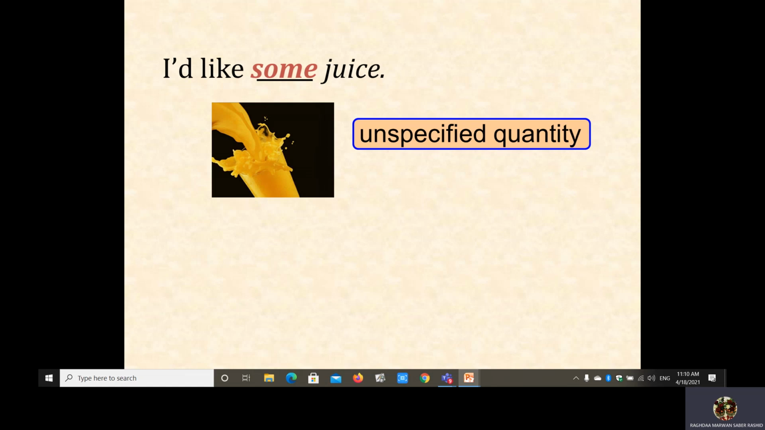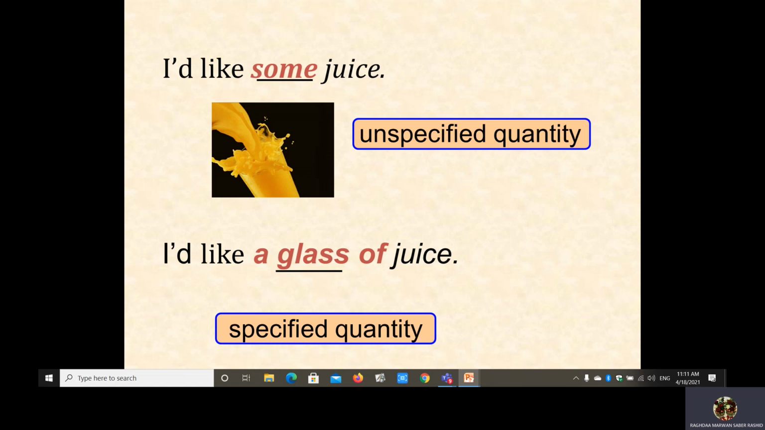Unspecified quantity. We don't know exactly the amount of juice he needs, so he says, I'd like some juice. I'd like a glass of juice. Now he uses a container to talk about juice, an uncountable noun, and he wants to tell you the amount of juice he wants, so he adds this word, a glass of juice. In this case, it becomes a specified quantity. You know exactly the quantity of juice he wants, a glass of juice.